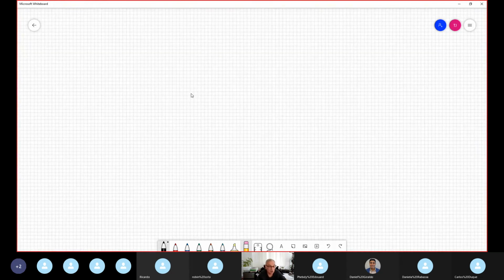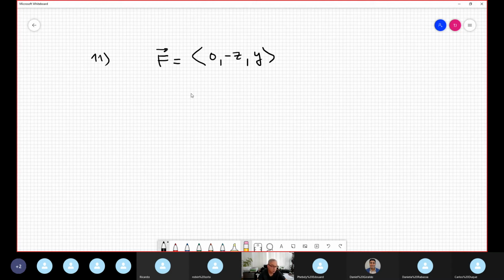Problem 11. This problem is too long. Okay. Remember the vector field was 0, minus z, y. And the curve, well, the surface is the intersection of the plane, that plane, and the curve.